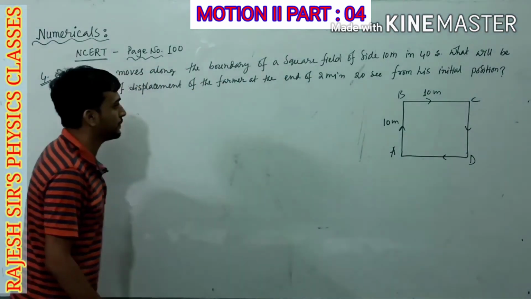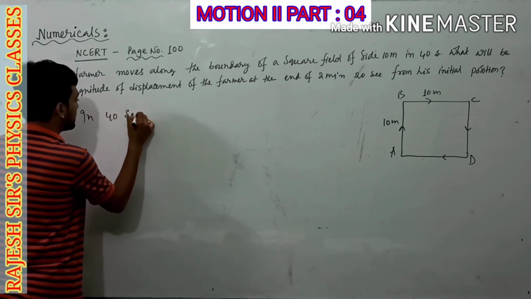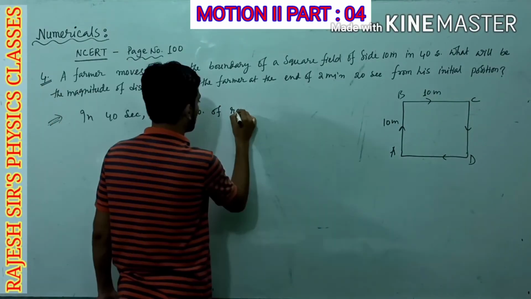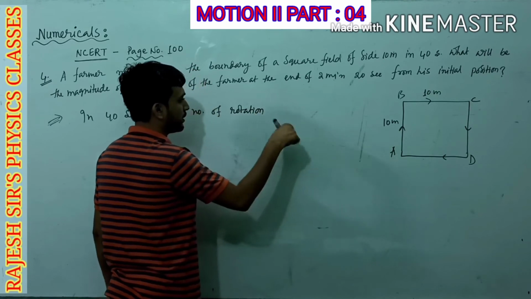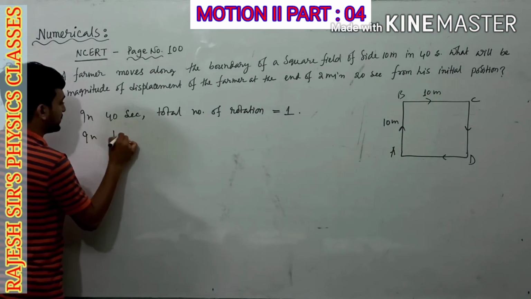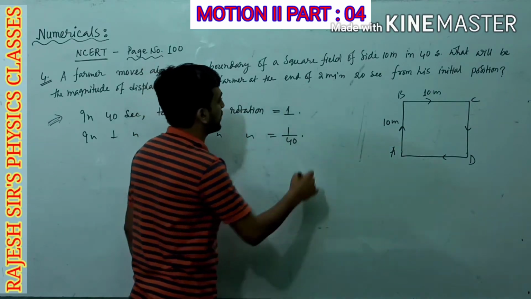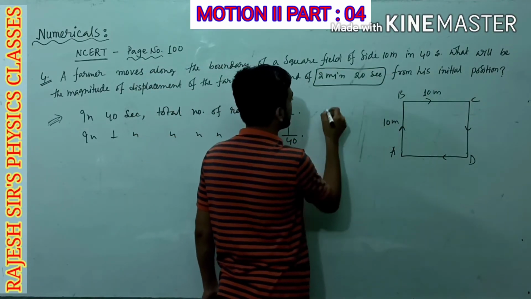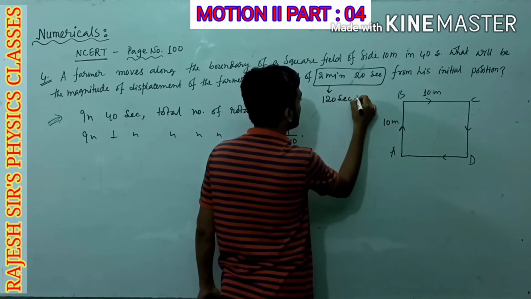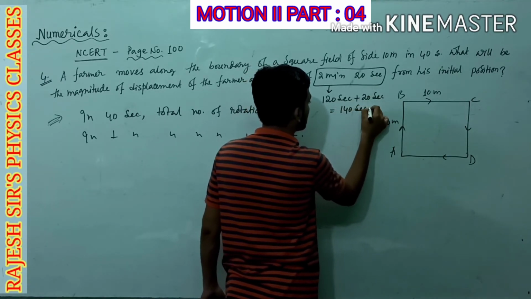So we can write, in 40 seconds total number of rotation along the boundary of square field is equal to 1. In 1 second, total number of rotation will be 1 by 40. And what is the total time here given? 2 minutes 20 seconds. For 2 minutes, we will get 120 seconds. And for 20 seconds, we will get total 140 seconds.